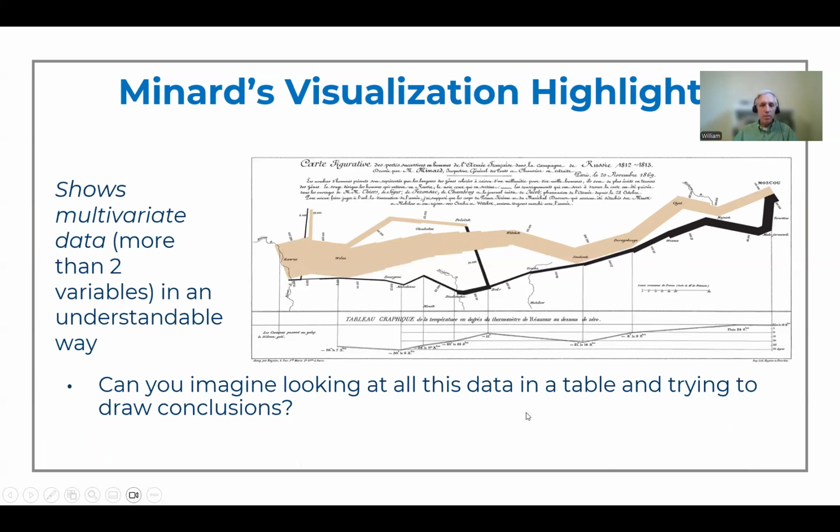So here's the question. Can you imagine if you got all this data in a table? You've got a table of troop size, a table of dates, a table of lat longs where they were, a table of temperatures, all that. Could you imagine how you could put this together in a table and make sense of it? It'd be really difficult. So then you say, well, how do you visualize that? And you come up with, at least if you're Minard, you come up with a graphic like this.